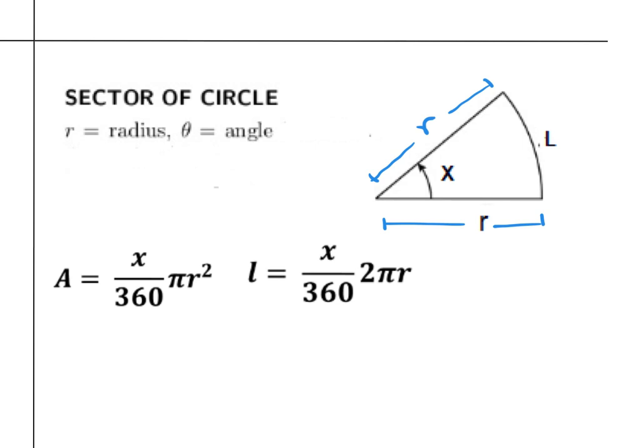Also we can find the perimeter of the sector. To find the perimeter of the sector, we need to add all sides. So R plus R plus L.